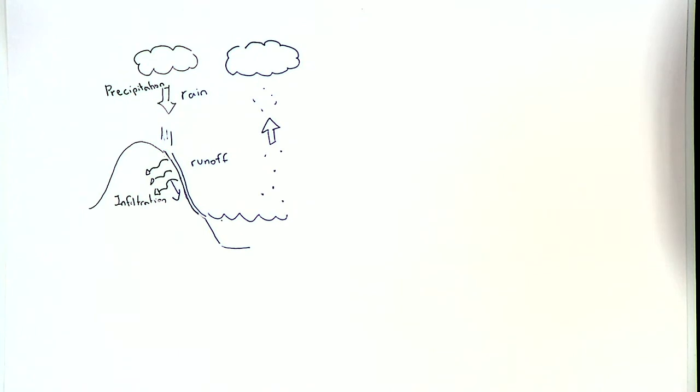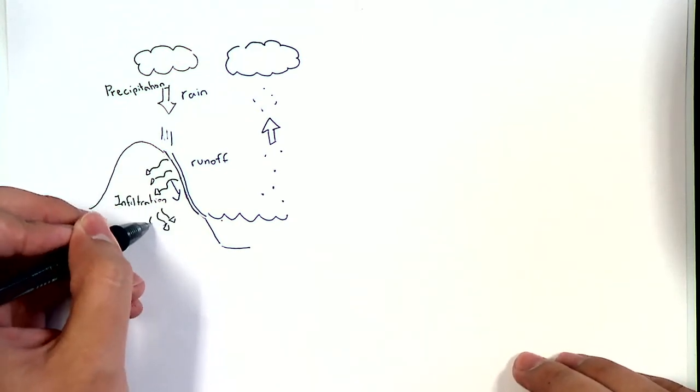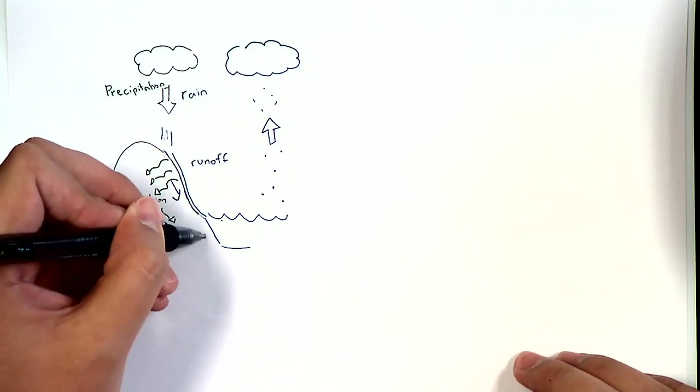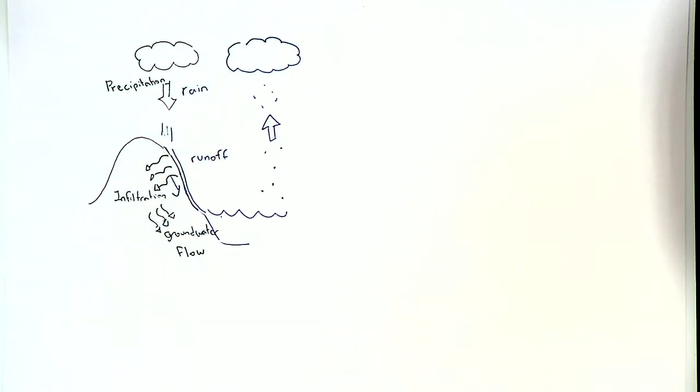Now, water that is infiltrated, it doesn't just stay there, right? It travels, and the way or the form in which infiltrated water travels is what we call groundwater flow. Excuse my bad handwriting, but it's the only handwriting I have. So it's groundwater flow, okay?